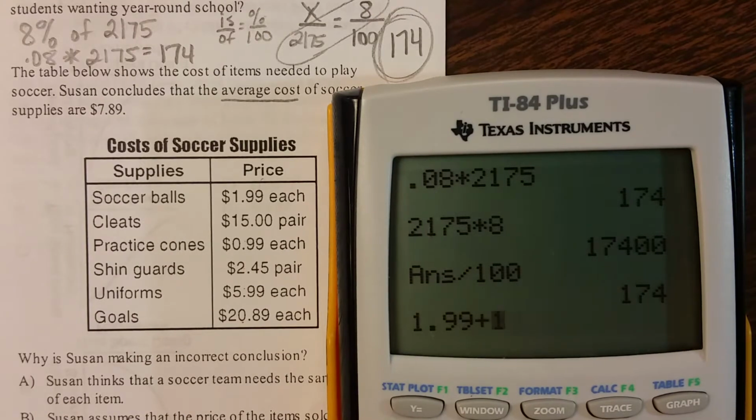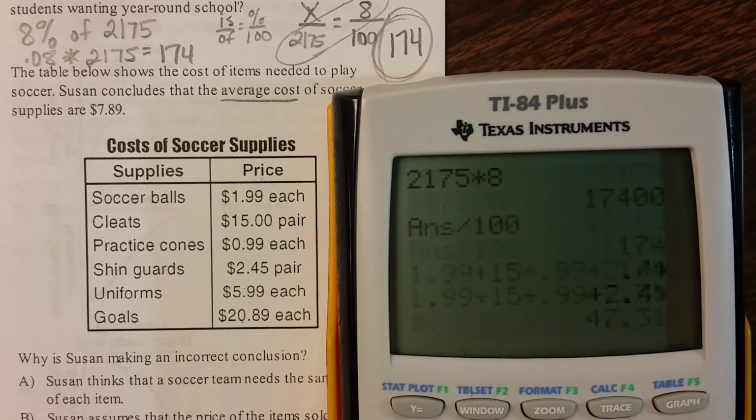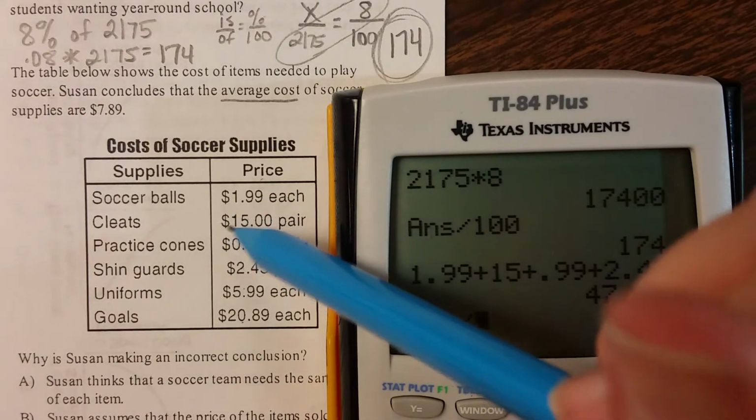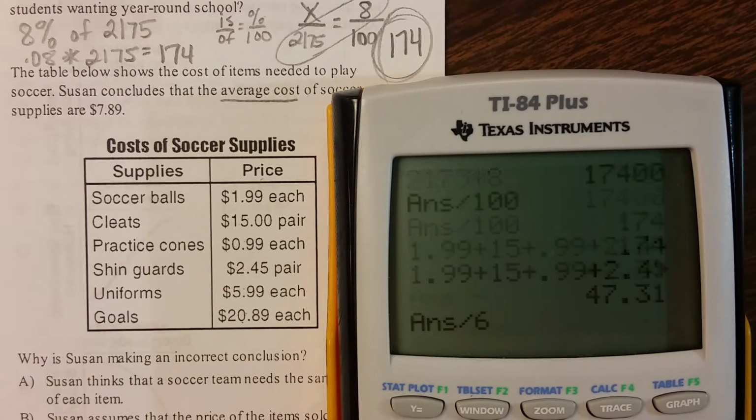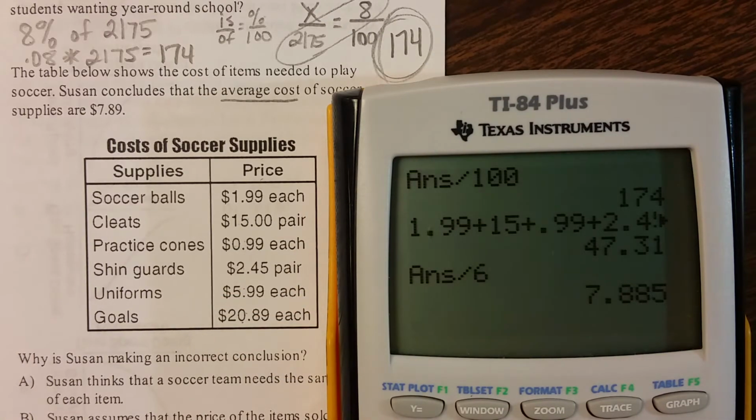1.99 plus $15 plus 0.99 plus 2.45 plus 5.99 plus 20.89. Alright, so I added them all up, and now I'm going to divide by how many there are. 1, 2, 3, 4, 5, 6. So I'm dividing by 6. Yeah, it looks kind of like $7.89.